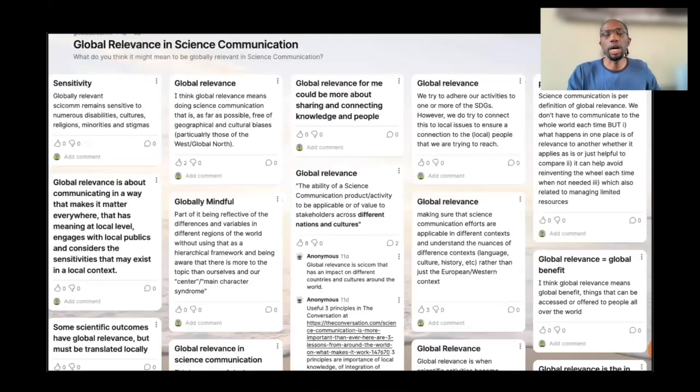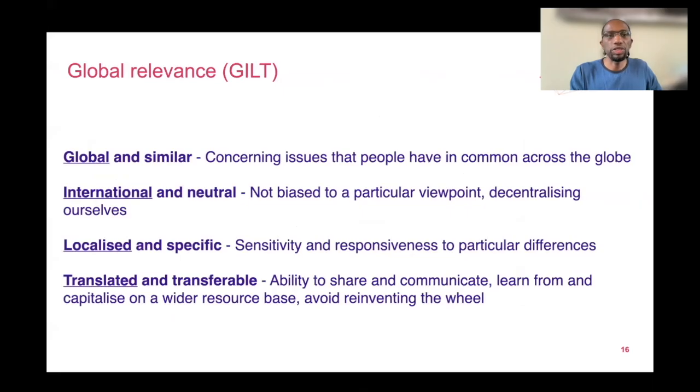So another question I asked is, what is global relevance? So I asked participants, after we'd had a look at some of the different areas of science communication, what could global relevance be? And I found 4 overarching things that we have in common, the different ideas. One was about it being global and being similar. So concerning issues that people have in common across the globe. So for example, climate change, and COVID, something that we can see everyone is having regardless of where we are.